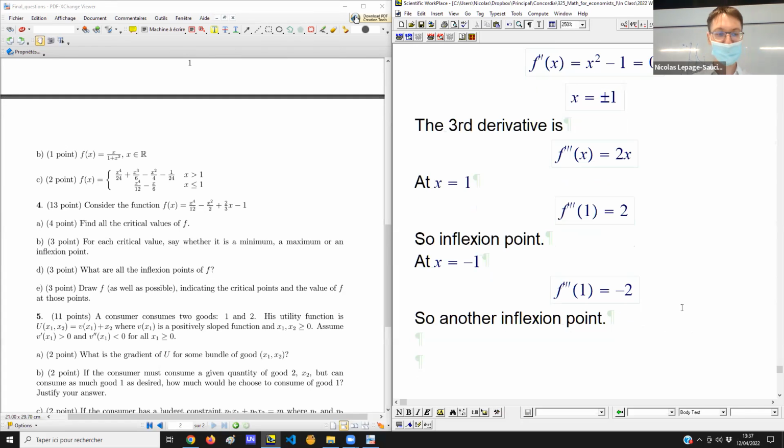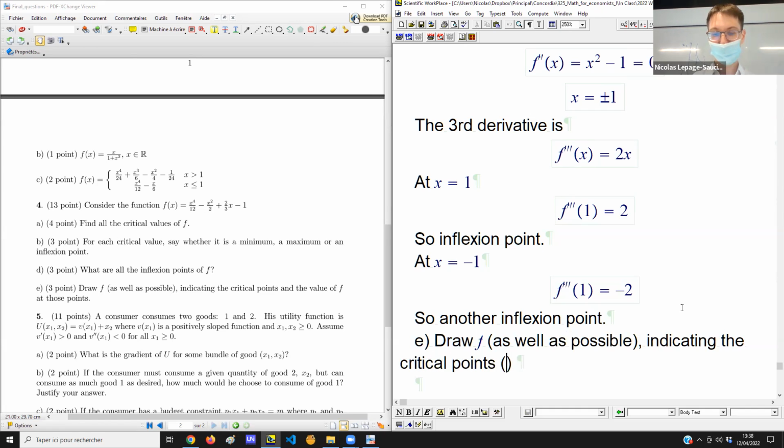And then E, draw F. So this, I never do that. I always just go on Google, but that's cheating because you're going to have to do it. So I should place myself in your shoes and try my best. So let's do that as well as possible. Keeping the critical points.